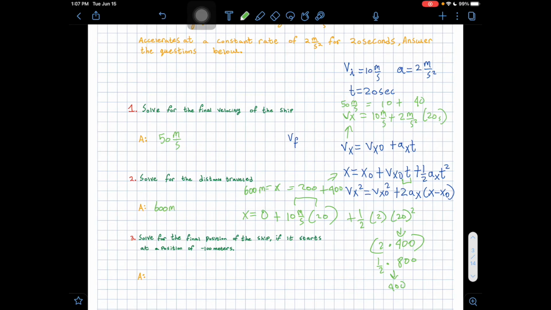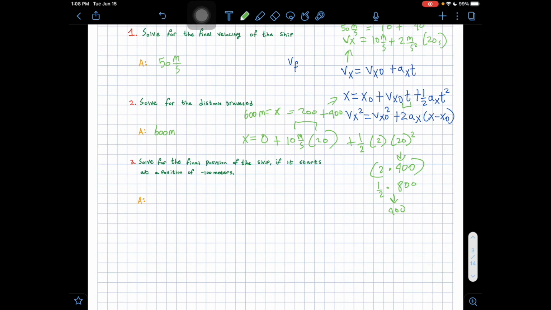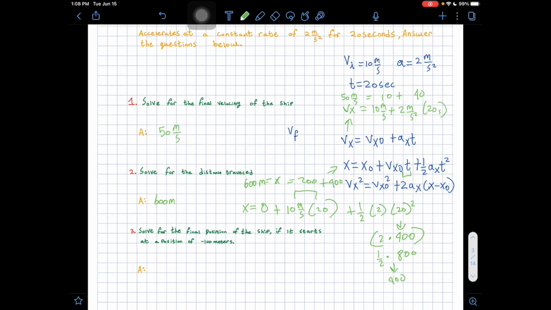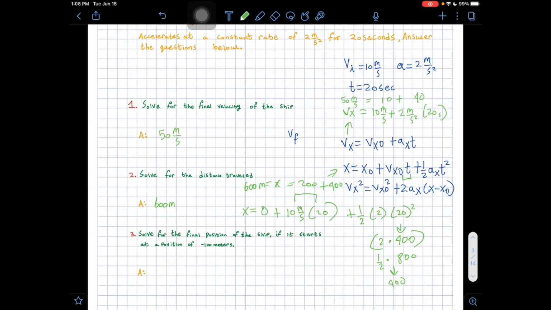600 meters. Finally, we have number 3, which says solve for the final position if it starts at a position of -100. Here, we're given a different type of scenario, but we're going to still be using the information given above. But remember, in number 2, we said that we started at a beginning position of 0. But here we're given that, let's just say, hypothetically, if it started at a position of negative 100, how far would it be after that negative 100? Well, what we would do here is we would again use our second equation. We would substitute negative 100 as our initial position. So let's go ahead and do that.